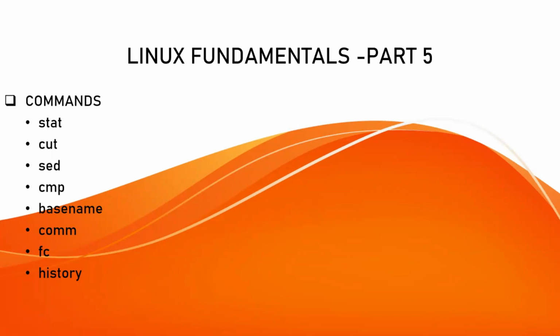So the first command which we are going to go through is the stat command. The second command is the cut command. The third command is the sed command. The fourth command is CMP, which is nothing but a compare command. The fifth command is the basename. The sixth command is comm, which is common. The seventh command is the FC command, and the last command is the history command.